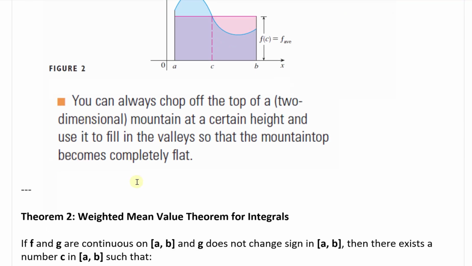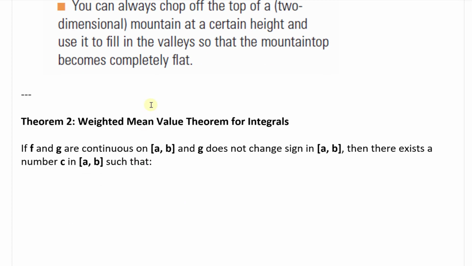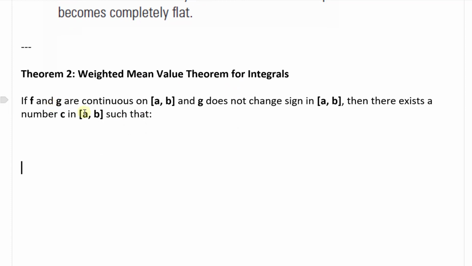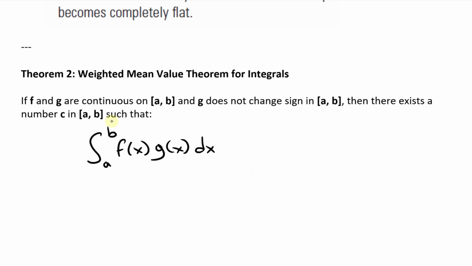Alright, now that I've recapped the mean value theorem for derivatives and integrals, let's look at Theorem 2, the weighted mean value theorem for integrals. If f and g are continuous on the closed interval [a, b], and g does not change sign in [a, b], then there exists a number c in [a, b] such that the integral from a to b of f(x) g(x) dx... And again, this is all because before I get to the Lagrange form of the remainder term, we're going to go over this weighted mean value theorem for integrals. So I'm just going to prove this first.